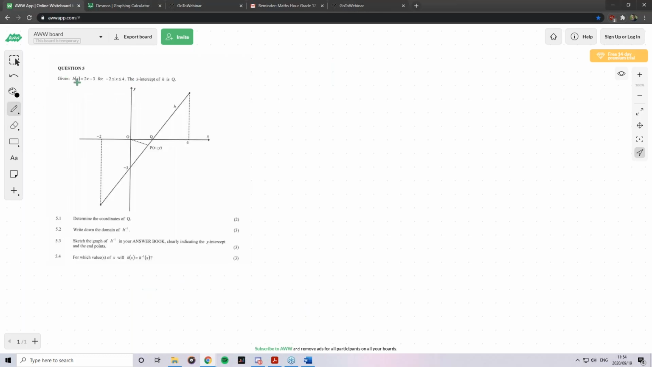Question 5 from a past paper. It says h of x is equal to 2x minus 3. Notice here that my domain is x between 2 and 4. They specifically say that x is between these two values. They say also the x-intercept of h is q. Now, determine the coordinates of q.